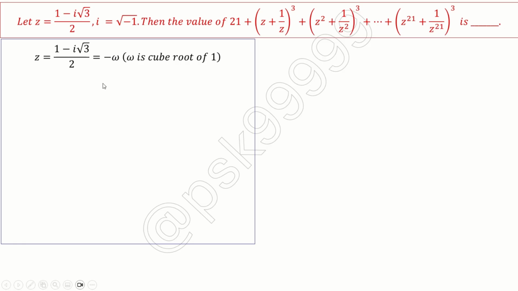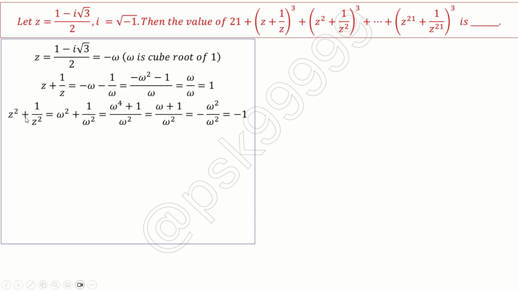Omega cube equal to 1, right? And 1 plus omega plus omega square equal to 0. If you remember these two properties, first let's see what is the value of z plus 1 by z. Z plus 1 by z is nothing but minus omega minus 1 by omega, which is nothing but minus (omega square plus 1) divided by omega if I take LCM. Now we know that 1 plus omega plus omega square equal to 0, so omega equal to minus omega square minus 1. So this is nothing but omega by omega, which is 1. So z plus 1 by z is 1.